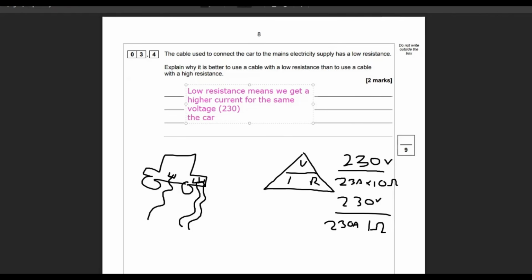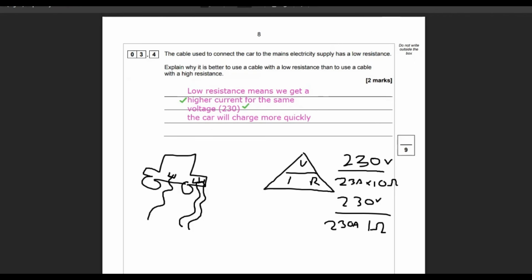I don't know if we need to put this, but the car will charge more quickly because current is your flow of electrons per second. Well, it's how much charge per second, isn't it? That's what current is. So yeah, you're going to charge it more quickly. Okay, cool. I think I've covered everything there. Low resistance means we get a higher current for the same voltage. I think those are the two main points.